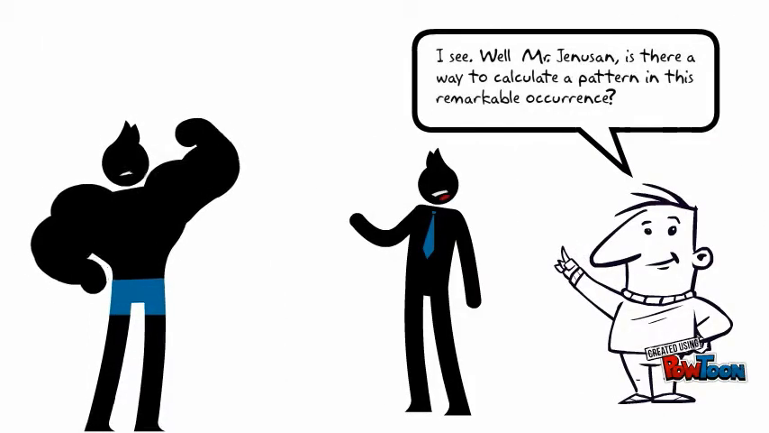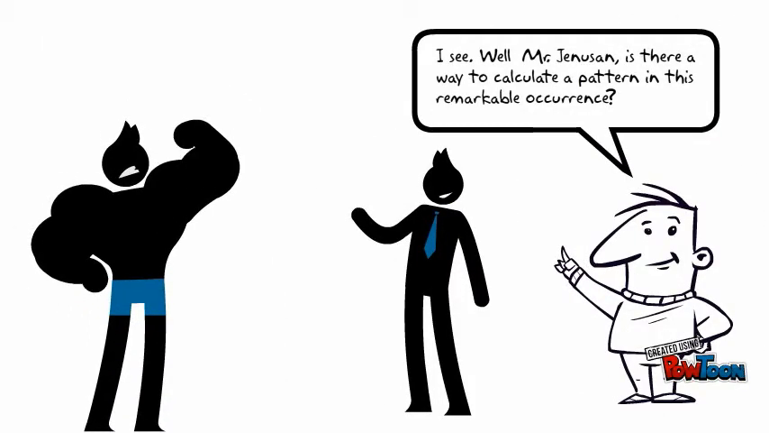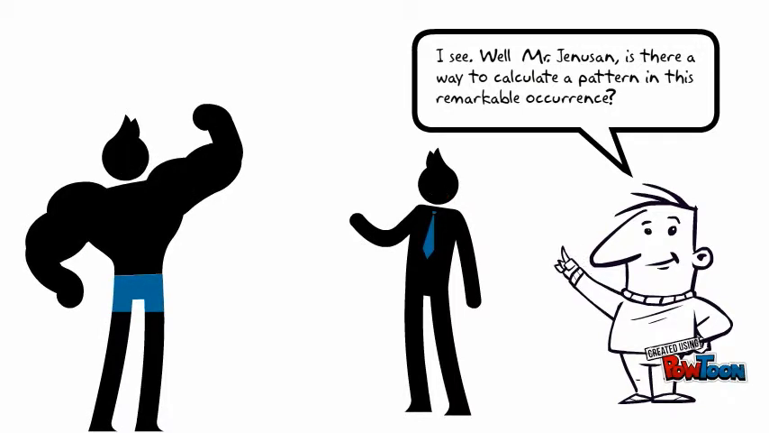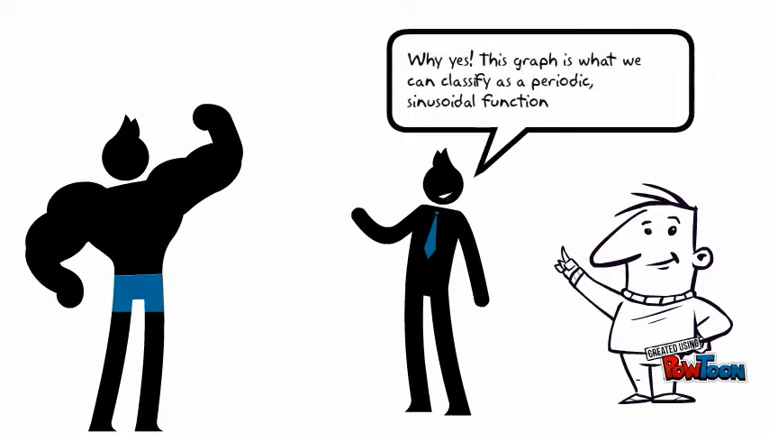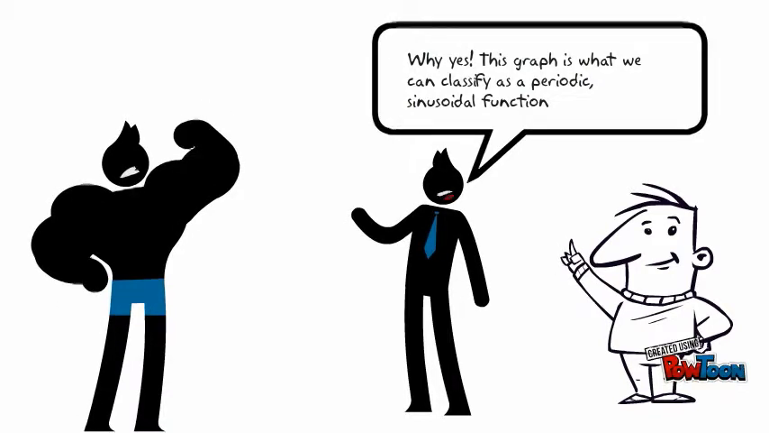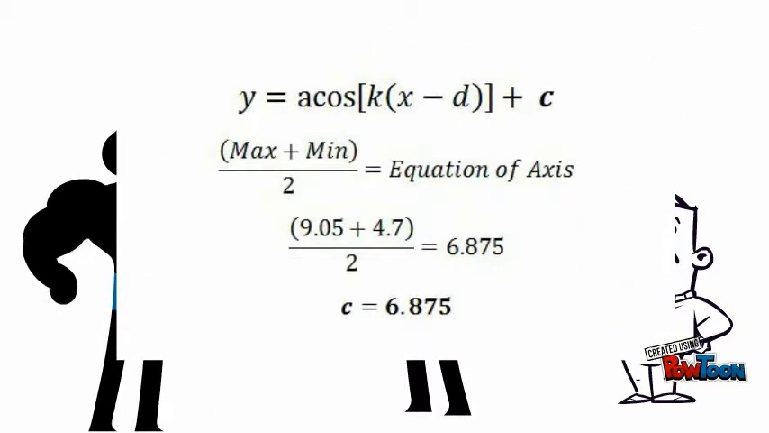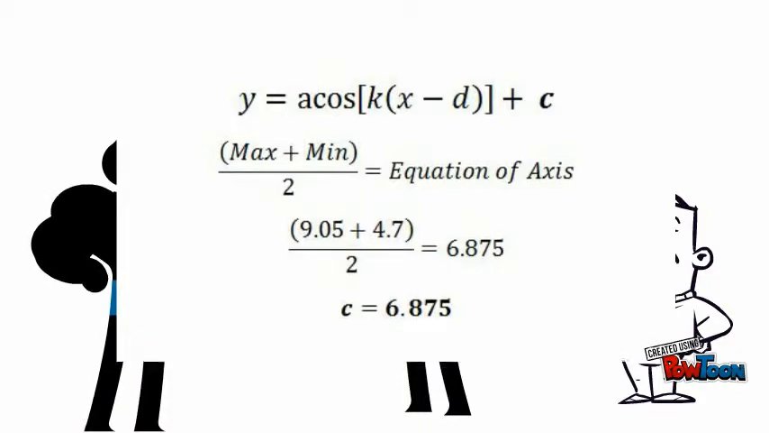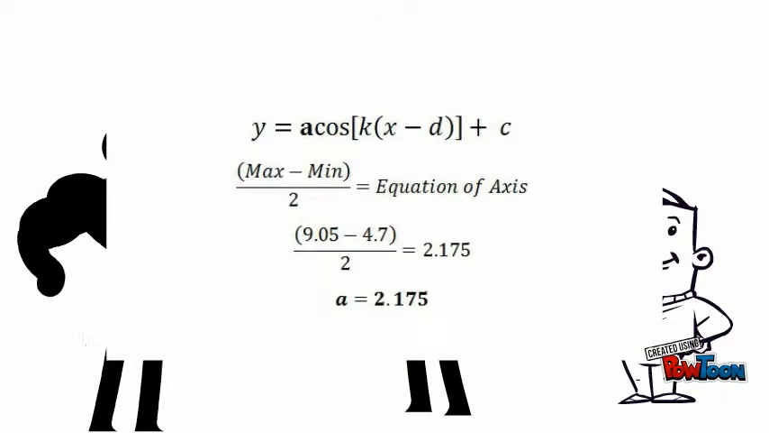I see. Well, Mr. Sinusoidal, is there a way to calculate a pattern in this remarkable occurrence? Why, yes. This graph is what we classify as a periodic sinusoidal function. The equation of the axis is 6.875, which we figured out by adding the peak and trough, and then dividing by 2. This will be our C value. The amplitude is 2.175, which we found by subtracting the trough from the peak and dividing by 2. This will be our A value.